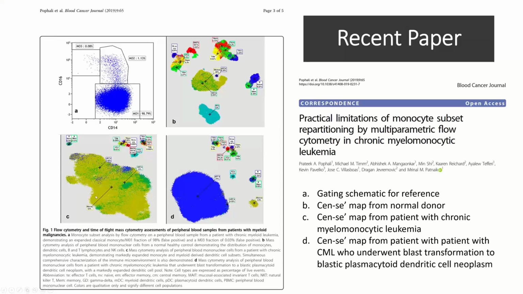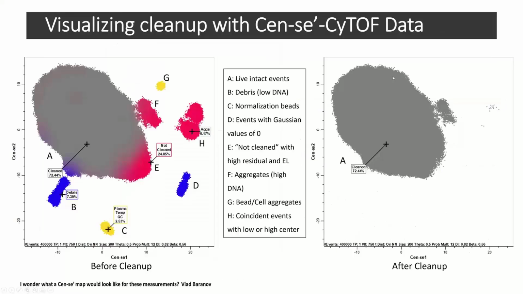And then we have a population here that's a combined population of monos, PDCs, and MDCs, which is from a patient with a plasmacytoid dendritic cell neoplasm. So those are some of the ways that abnormalities will show up in your Cen-ses.